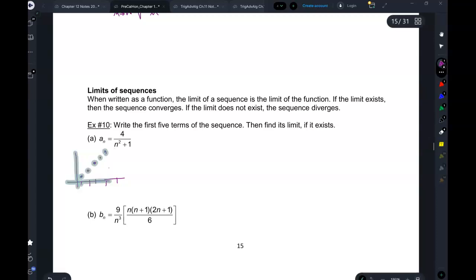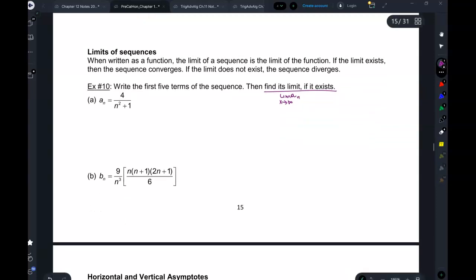by finding its limit. Okay, so I've said write the first 5 terms here, but I think we're all comfortable with doing that. Let's just move on to finding the limit. When it says find its limit, code word, this is find the limit of a sub n as n approaches infinity. Because who cares about the limit as x approaches 1? We can find that already, okay?